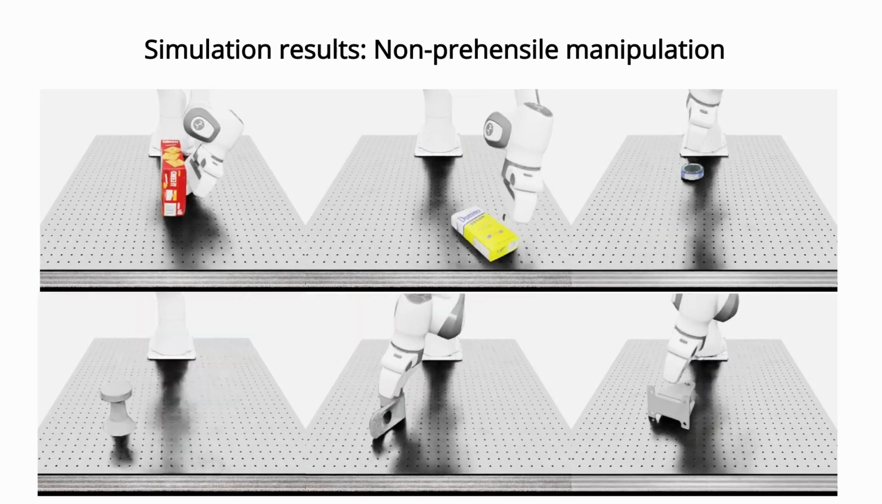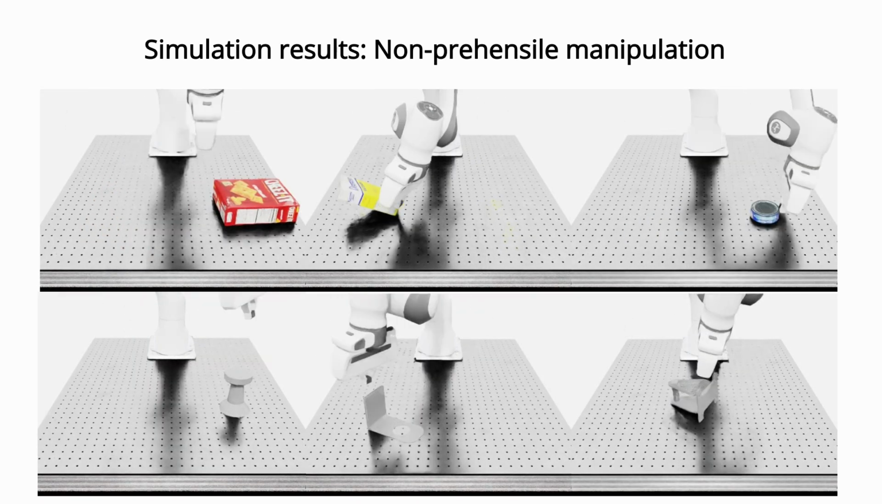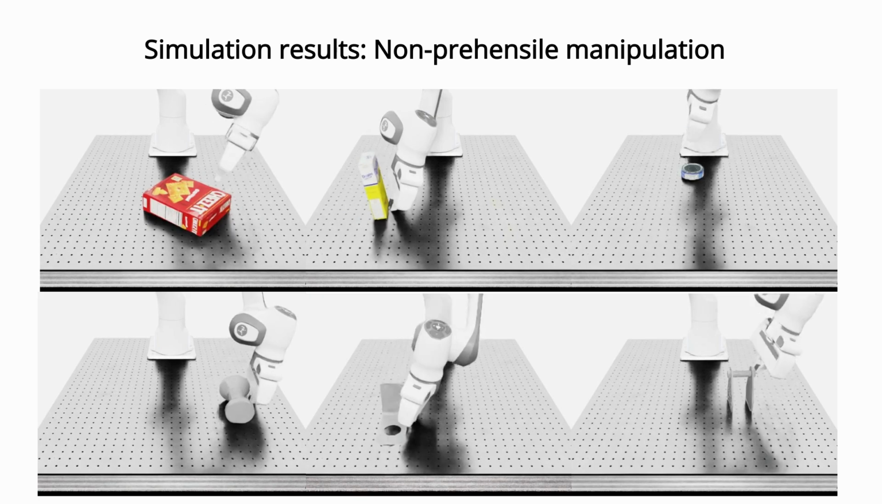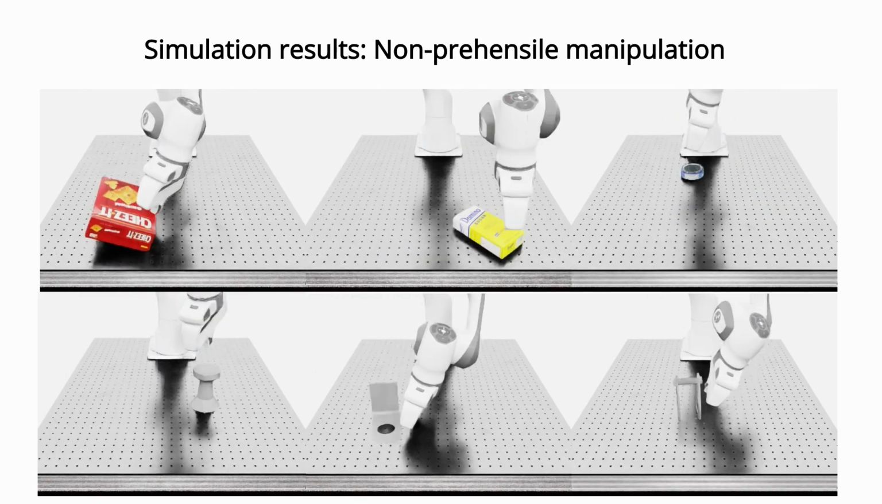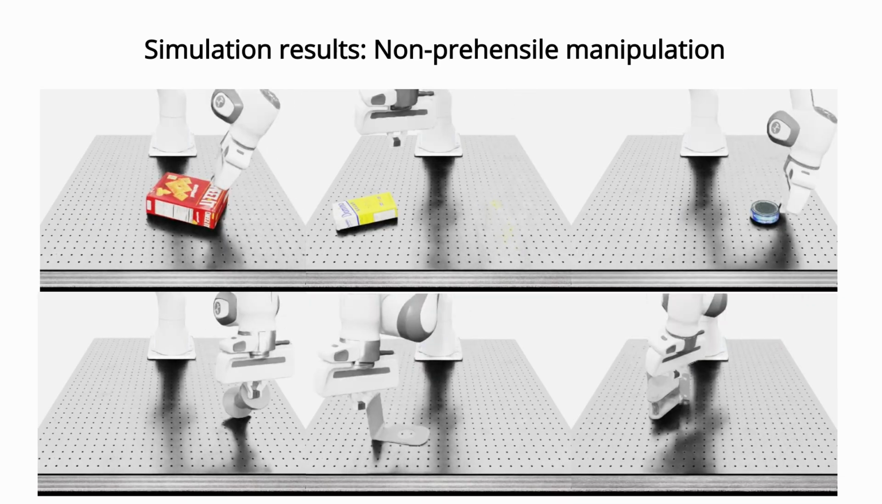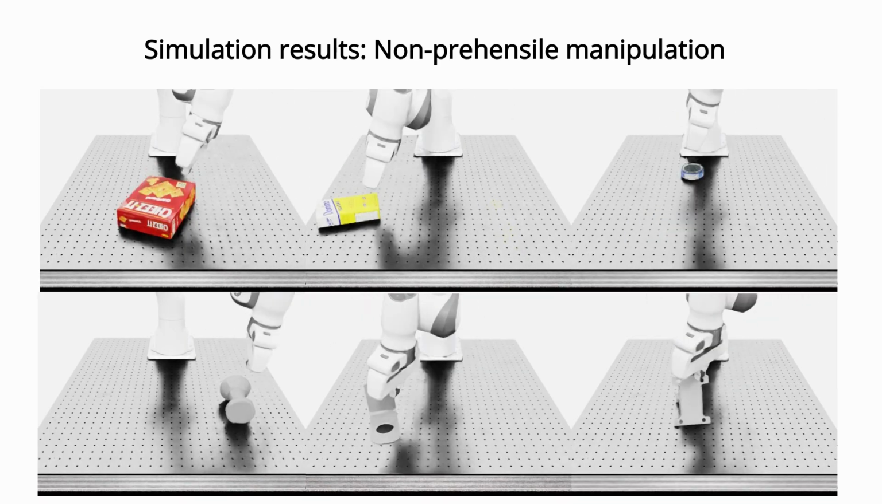In simulation, the policy successfully reconfigures objects into graspable states across diverse object geometries. The robot learns to push, slide, and reorient objects until the predicted graspability becomes high enough to trigger grasping.